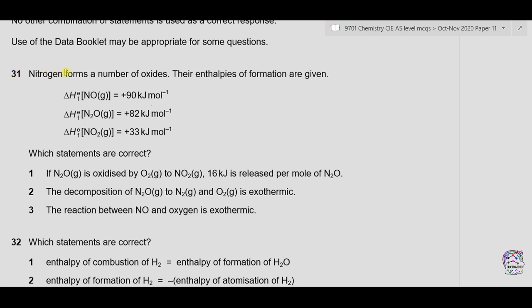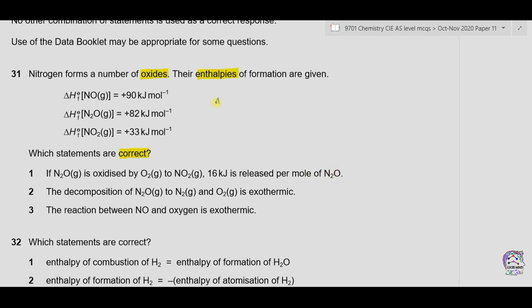Question 31. Nitrogen forms a number of oxides. Their enthalpies of formation are given. The enthalpy of formation of NO is plus 90. For N2O it is 82. For NO2 it is plus 33. Which statements are correct? 1. If N2O gas is oxidized by oxygen gas to NO2 gas, 16 kilojoules is released per mole of N2O.